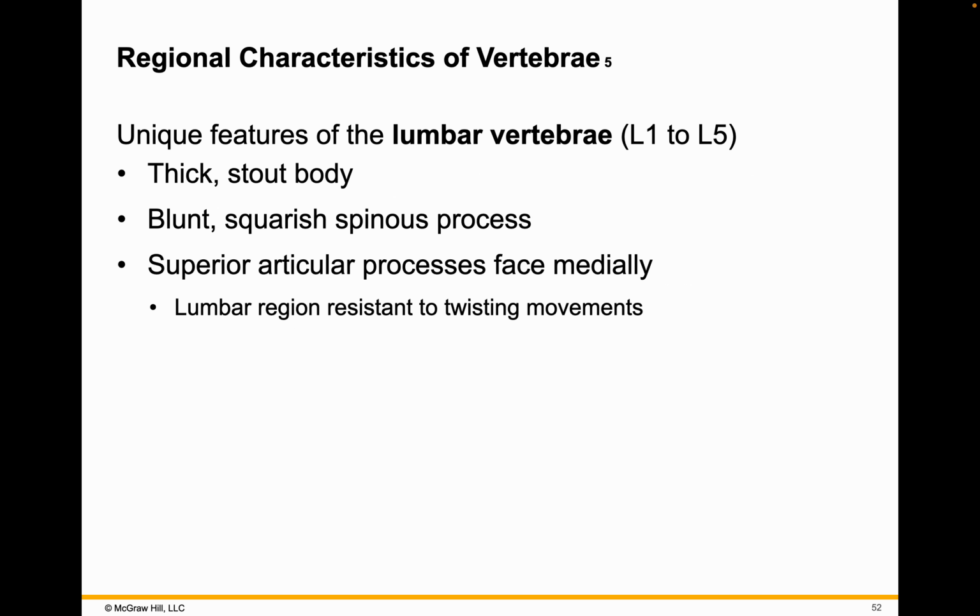Lumbar vertebrae are thick, stout. They support most of the body weight. They have more blunt, squarish spinous processes. They have a superior articular process that faces medially, and a lumbar region that's resistant to twisting movements.